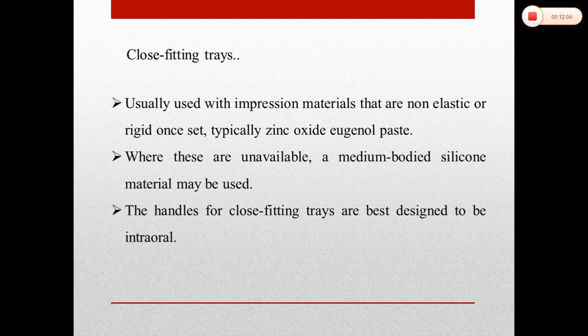So what kind of impression materials can we use to make a secondary impression with a close fitting special tray? It's always advisable to use a non-elastic or rigid impression material, that is typically zinc oxide impression paste. And we can use silicone material also, that is medium bodied silicone material, because it has a little more viscosity than a light bodied impression material, and the edge strength and tear strength of medium body are better than light body.